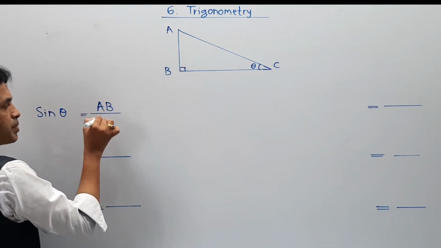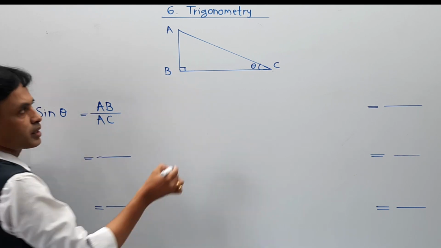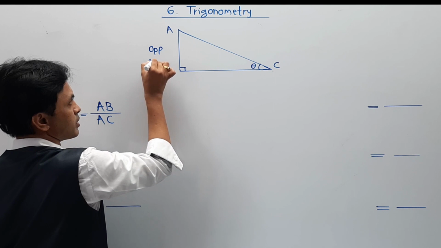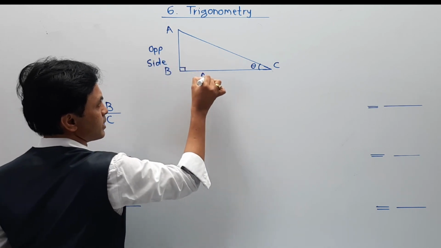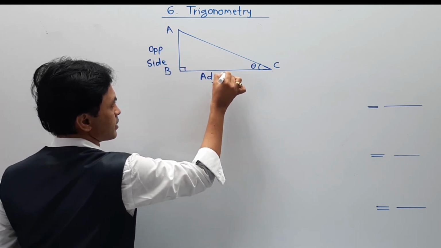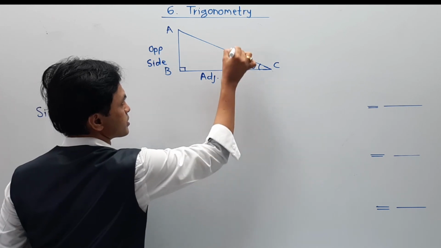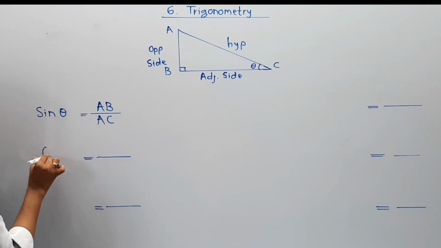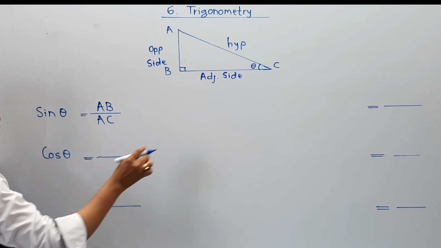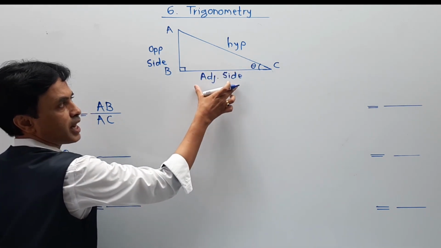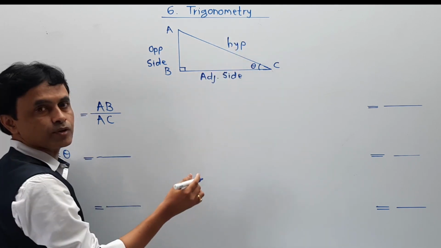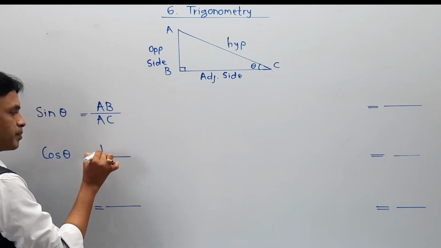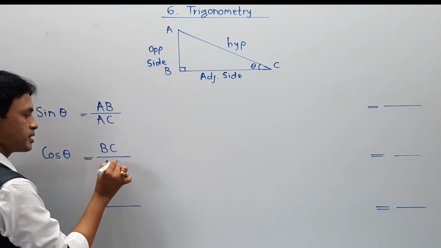So AB upon AC. Here I am going to write the part: opposite side, adjacent side and hypotenuse. Next, formula for cos theta. Now here cos theta is nothing but adjacent side upon hypotenuse. From the diagram, it is BC upon AC. So it becomes BC upon AC.